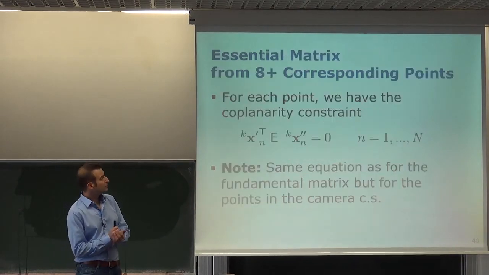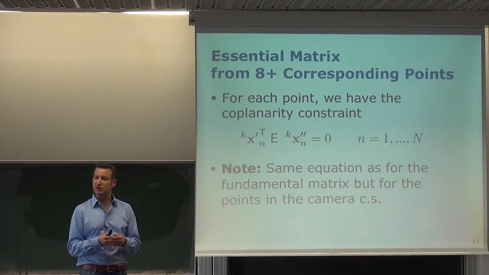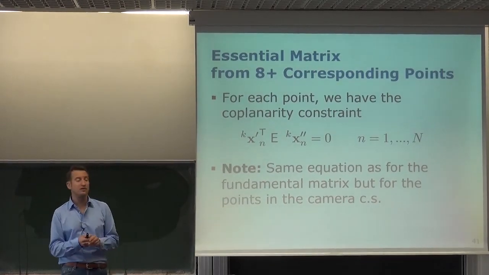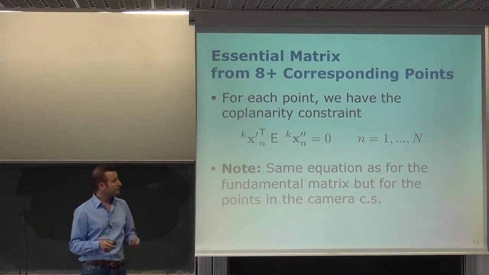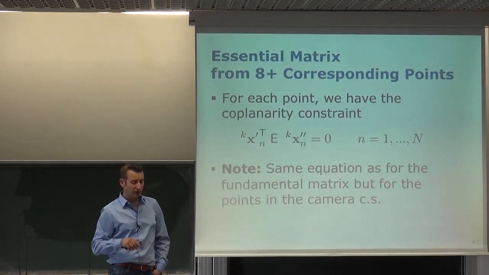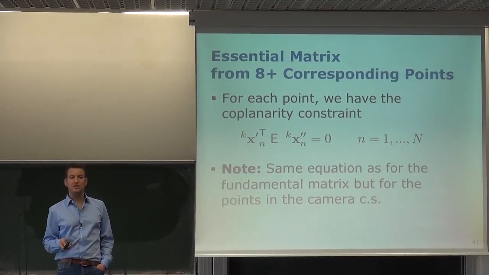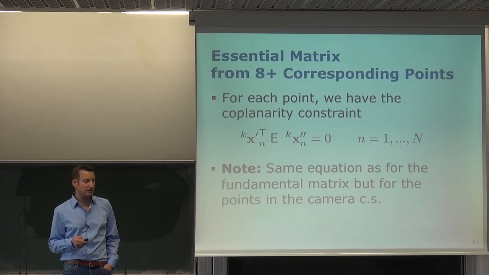So what we now want to do is we want to start with exactly the same idea as we did for the fundamental matrix. And we can actually do a one-to-one correspondence to what we have done just a few minutes before. So we have the coplanarity constraint, and we do exactly the same what we have done for the fundamental matrix. We do that now for the essential matrix.